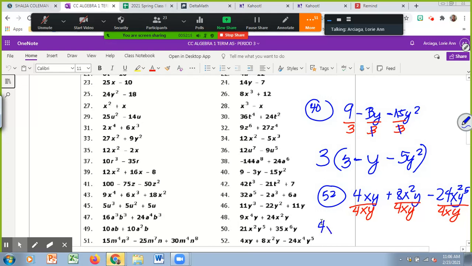Our GCF is 4xy because that's what we're dividing each one of them by. So now 4 divided by 4, cancel. X divided by x, cancel. Y divided by y, that's when you can cancel. So that's 1, right? You don't put 0, it's going to be 1. Plus 8 divided by 4, that's 2.